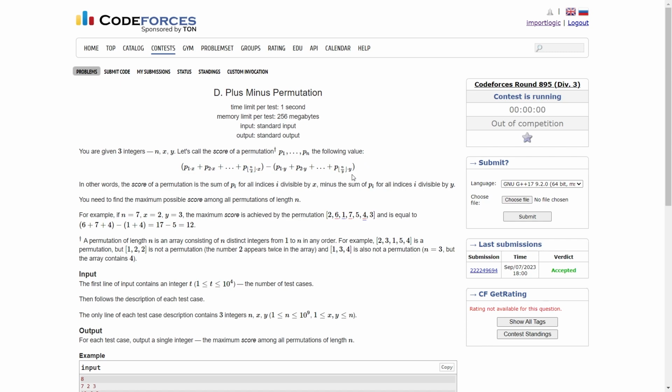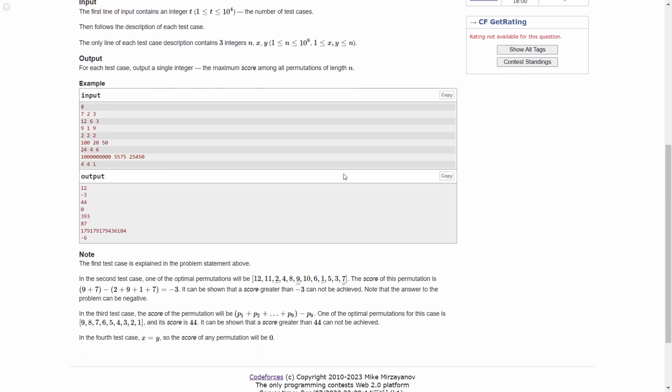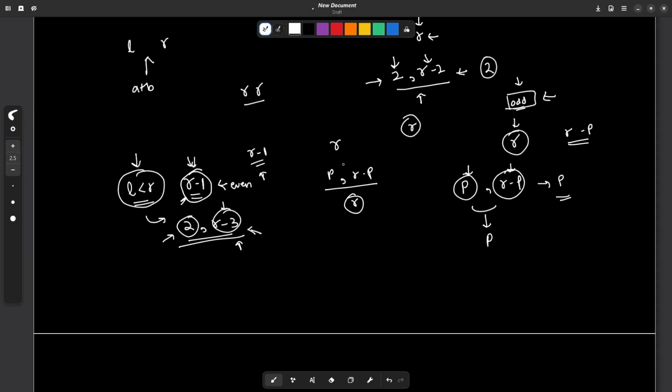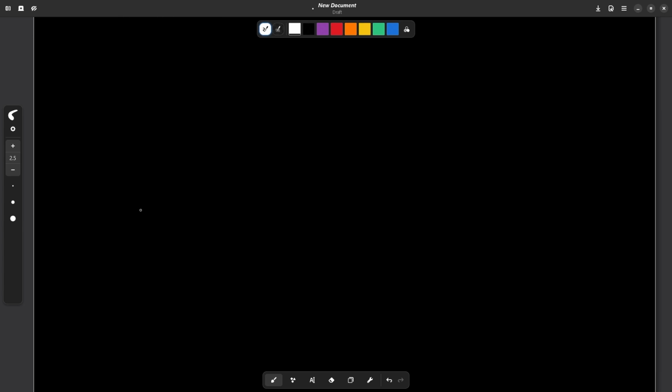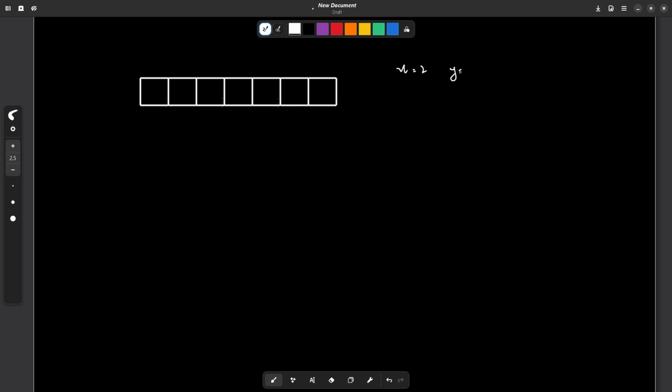So this is our whole problem. Now let us see how we can solve this. Let's say you have any general value n. So n is going to be the size of the array. Let's say x is going to be 2 and y is going to be 3, right? So this is going to be x1, this is going to be x2, this is going to be x3, right?